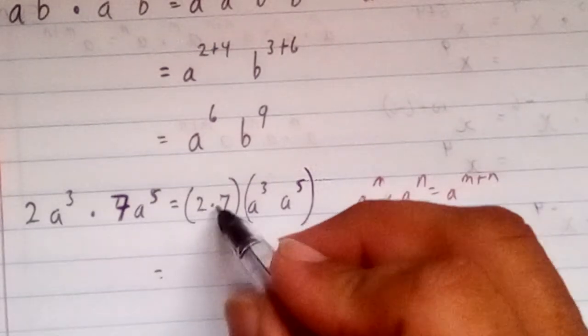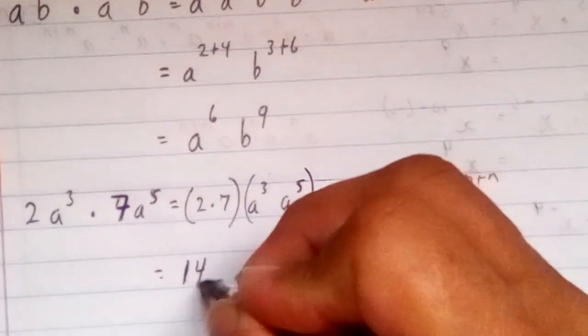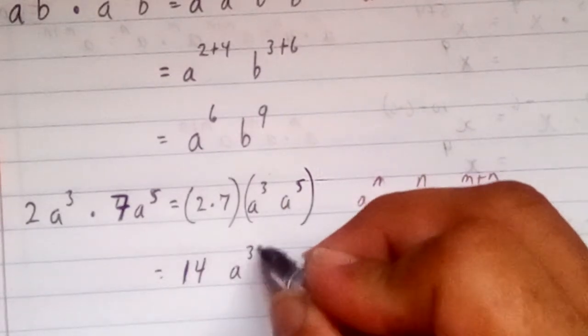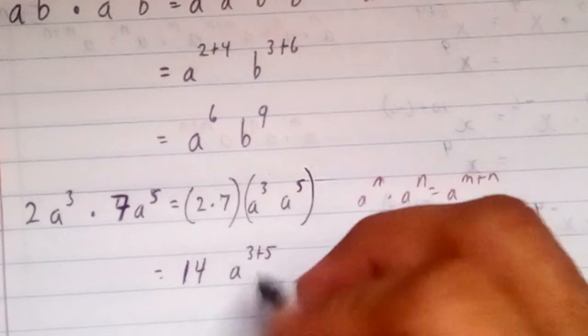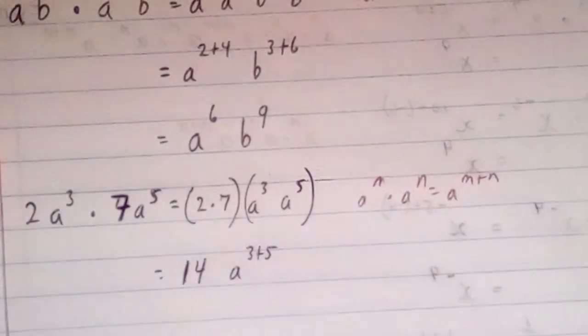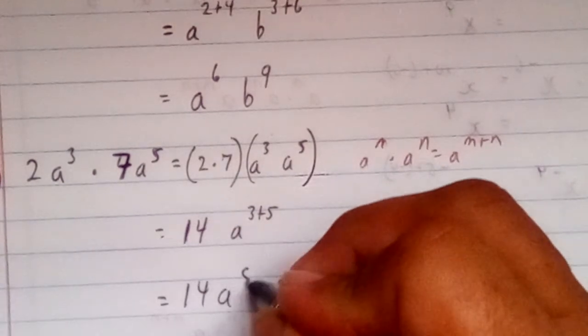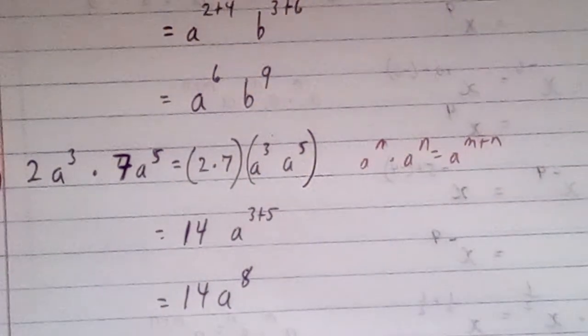So now we say 2 times 7, which is 14, and the rule says the bases are the same, we'll keep the base and simply add their powers, just showing all of the steps, which now gives us 14a to the 8th. Okay, and that's our solution.